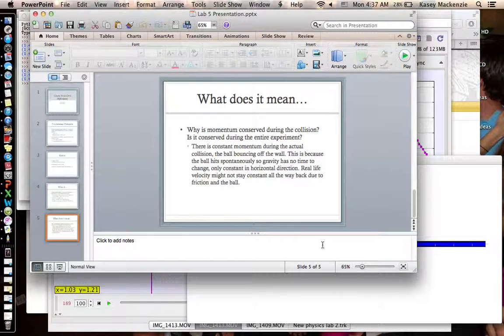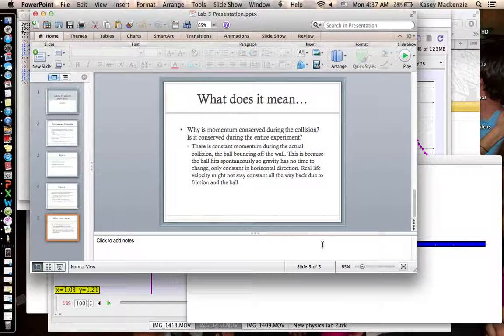Why is momentum conserved during the collision? Is it conserved during the entire experiment? Well, there is constant momentum during the actual collision, but it's only during the collision. When you're looking at a collision, especially inelastic collisions, you need to look at right before the ball hits the wall and then when it hits. You don't need to look at any other thing leading up to that.